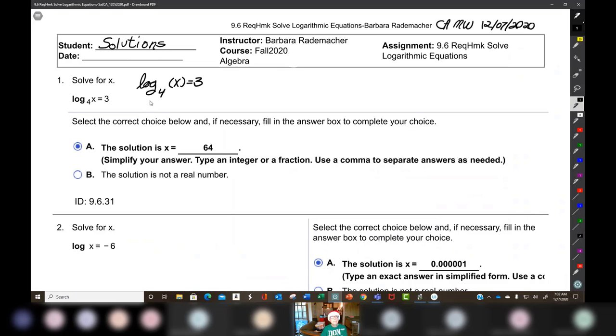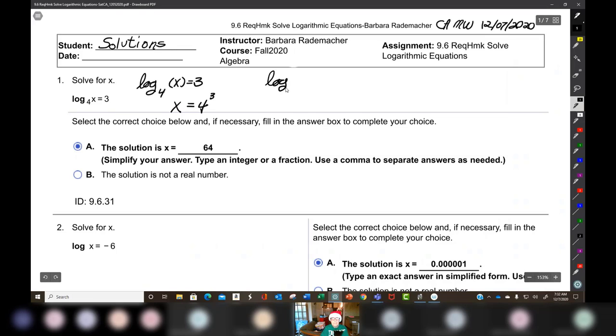Now, back to what we were doing. We're going to use the definition of what a logarithm is, and here is the definition of what a logarithm is. X equals 4 to the third power. Let's review this.